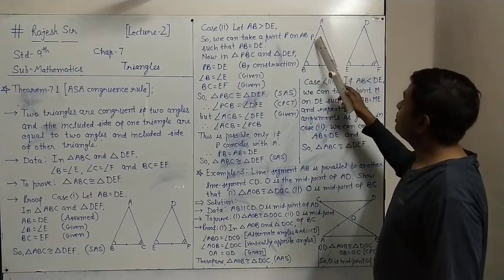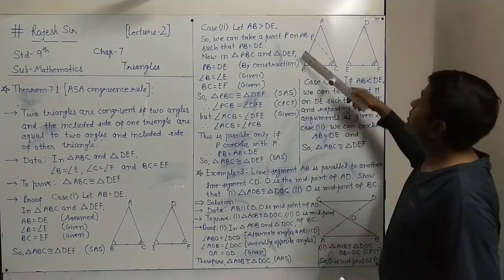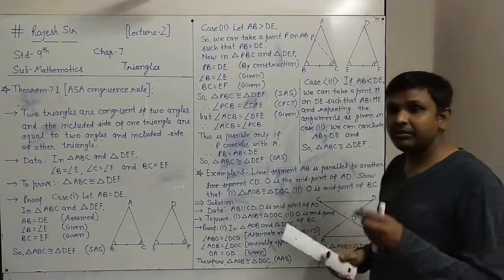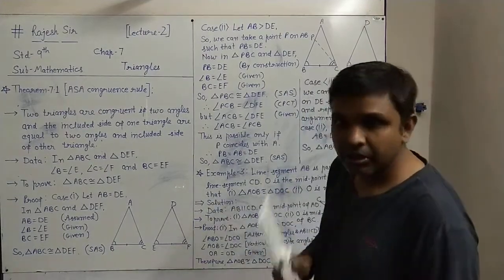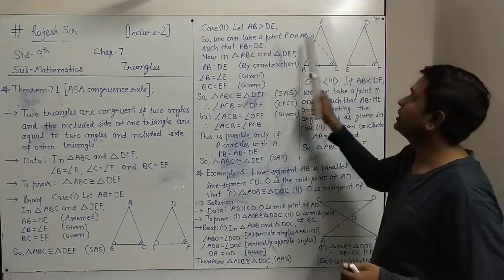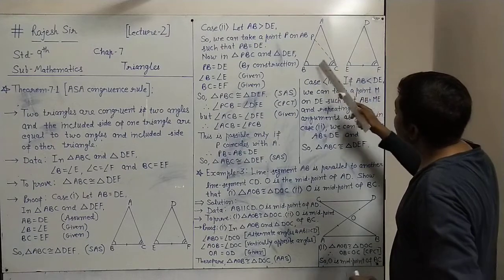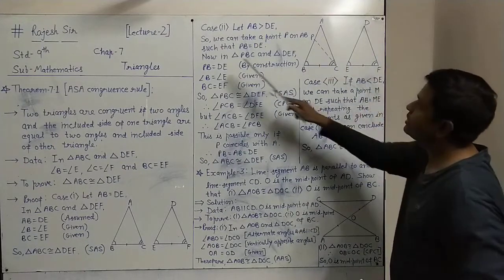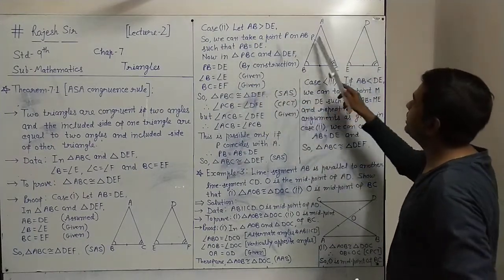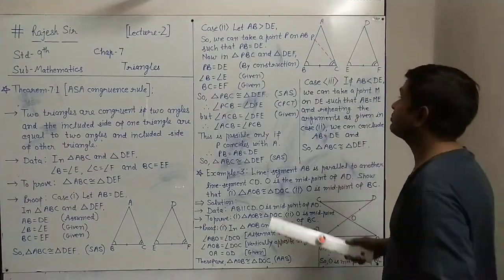Why do we have to take point P on AB? Because we are considering AB to be larger, so it is the big length. On that big length we can take the point P in such a way that PB must be equal to DE. That way you will take this point P. Now you see these two triangles PBC and DEF. In these two triangles, PBC and DEF, we compare the list of equal things.